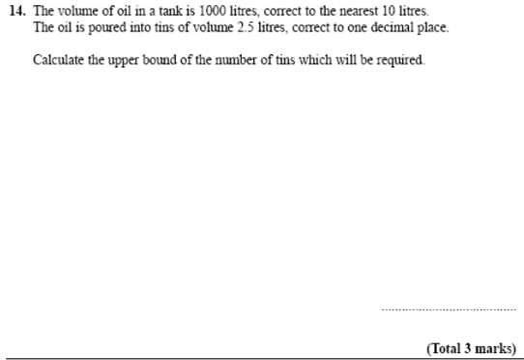Okay, here's one of those bounds questions where you have to think a little bit. We know that the volume of the tank is 1,000 liters correct to the nearest 10. So to work out the upper and lower bounds of that, 1,000 is our midpoint. If we go down 10, we get 990. If we go up 10, 1,010. So we know that the upper and lower limits are halfway between the next possible values.